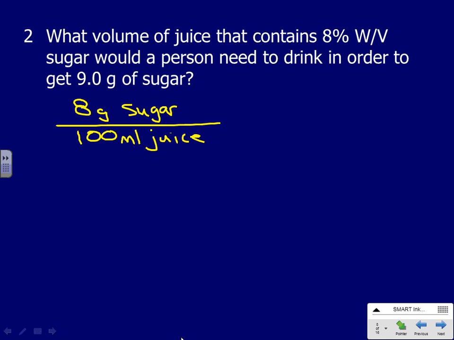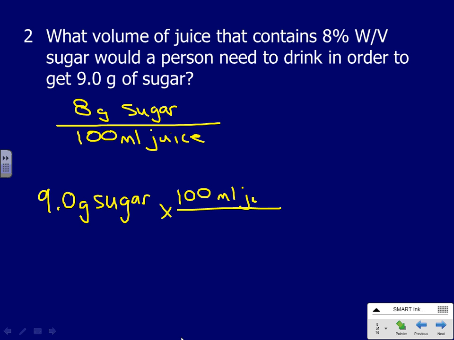That's correct. That's excellent. So, again, we start with what we have. This person wants to consume only 9 grams of the sugar. Notice I was saying it in my mind as I was spelling it. And just use it as a conversion factor. I hope we understand what we are doing here. Yeah, 100 milliliters.